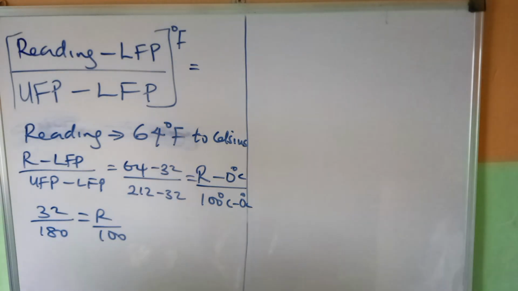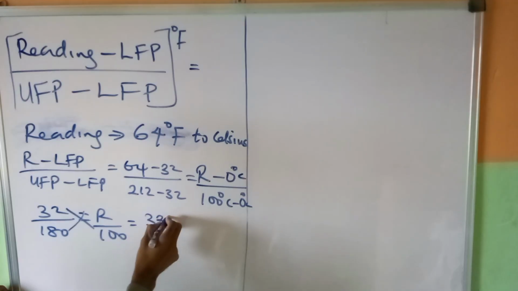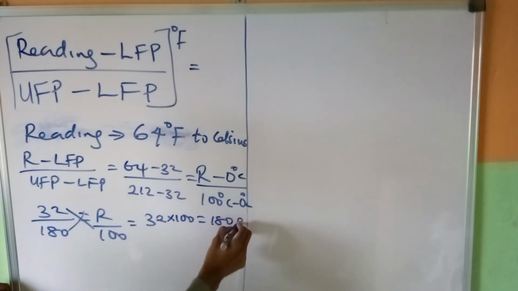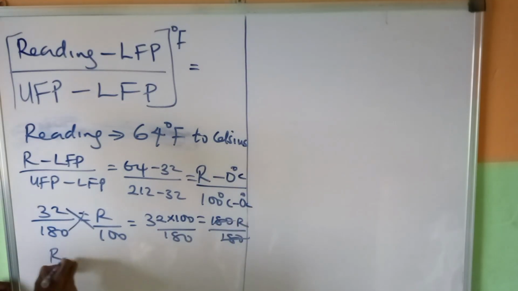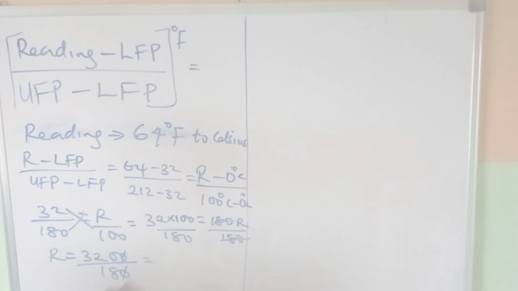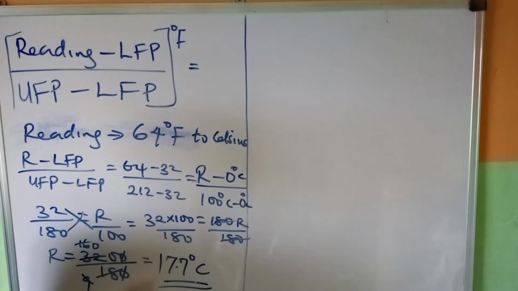If you do that, you are going to cross multiply, and we have 32 times 100 equals 180R. Divide both sides by 180. When we divide by 180, my R is going to be 3200 divided by 180. At the end, your answer is going to be 17.7 degrees Celsius. So I have succeeded in converting from the Fahrenheit scale to the Celsius scale. That is how to answer the question.